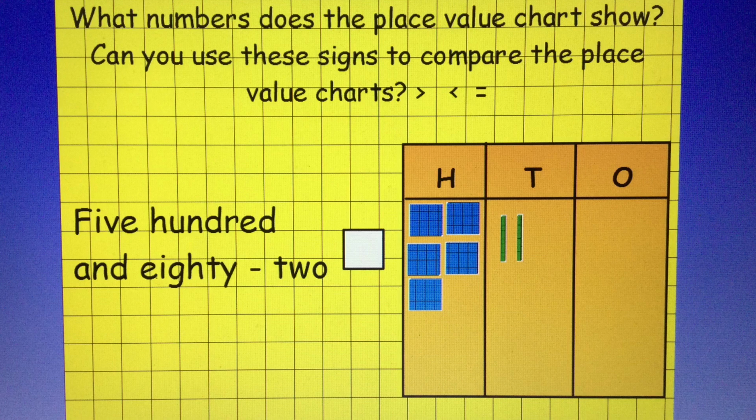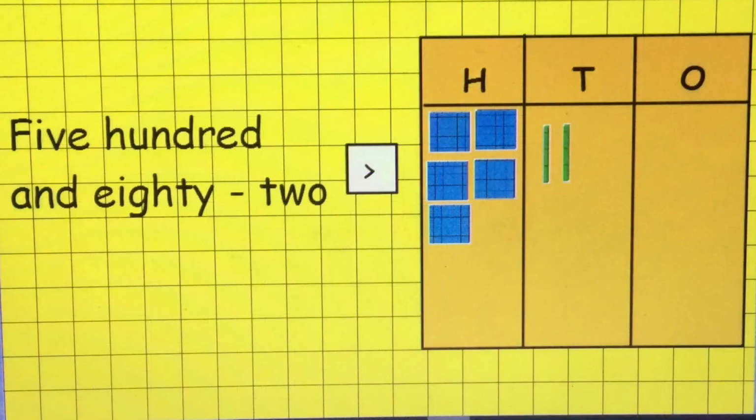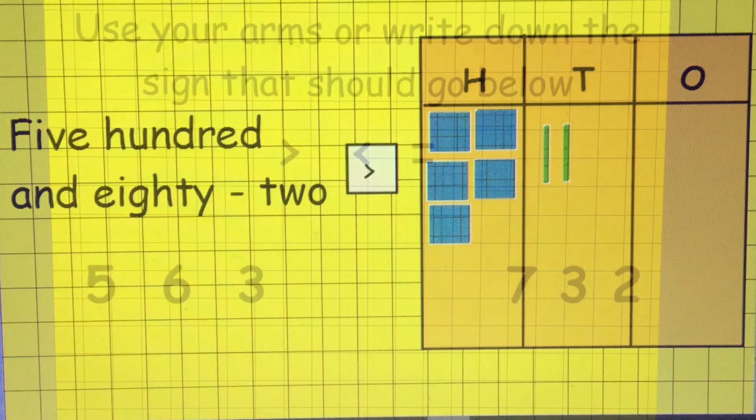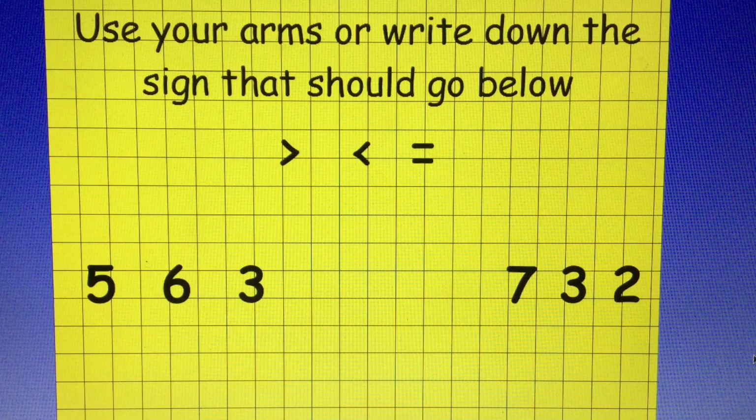Which number is larger, 582 or 520? Well, they both start with 500, so we need to look at the tens now. 80 or 20? 80 is the larger number, therefore 582 is larger than 520. The crocodile eats the larger number, so 582 is more than 520. Use your arms or write down the sign that you think should go below.